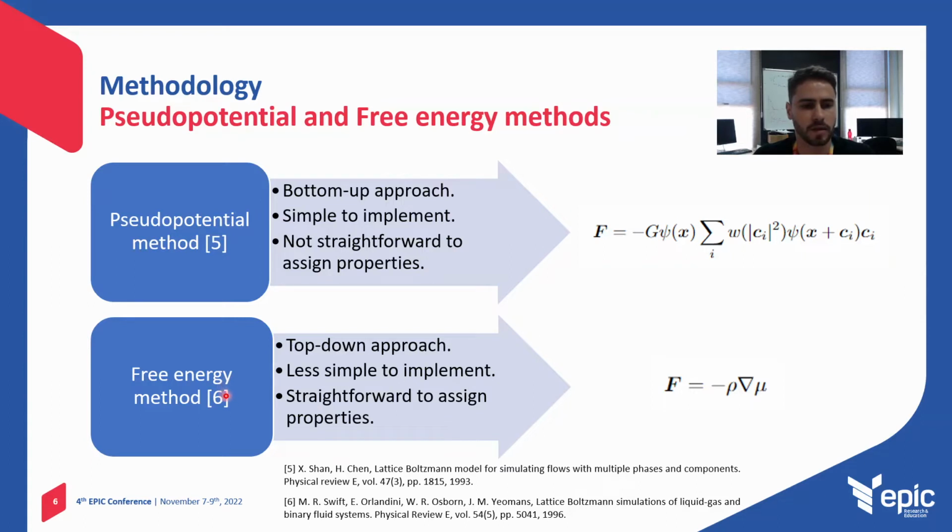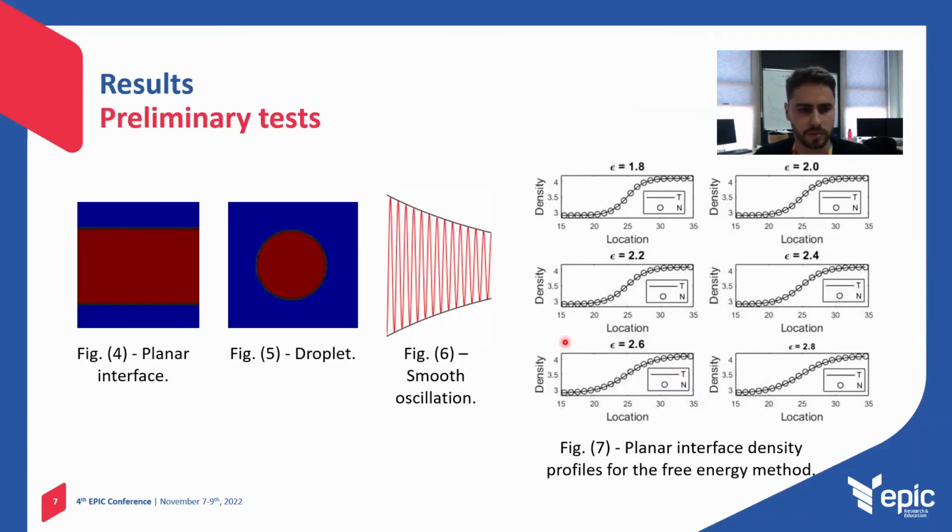And the free energy method is a top-down approach, so you consider not a microscopic system but a macroscopic system, and then you attribute a chemical potential to this system. This chemical potential is used to create a force that will make the chemical potential constant in equilibrium. So usually the method is less simple to implement because it involves a little bit more complex computations, but it's straightforward to assign properties. Like if you want to attribute a certain surface tension, you can do this directly.